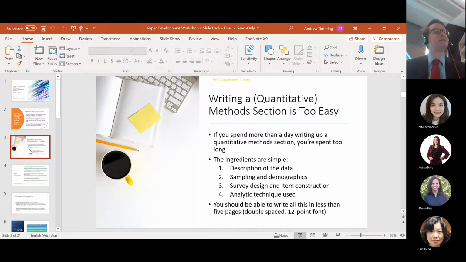There's very little, as I said at the beginning, intellectual effort involved in putting together a quantitative method section. These are almost replicated from paper to paper. So you already have a template that you can work from if you've already published a quantitative methods paper. And there is very little room for the incorporation of citations and debates.